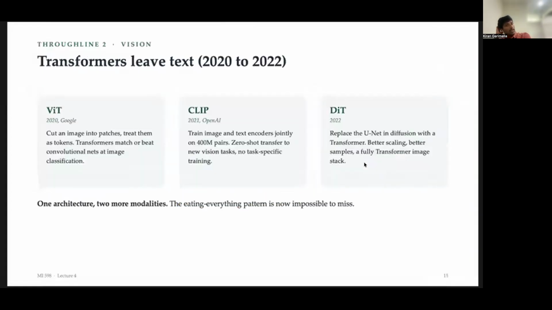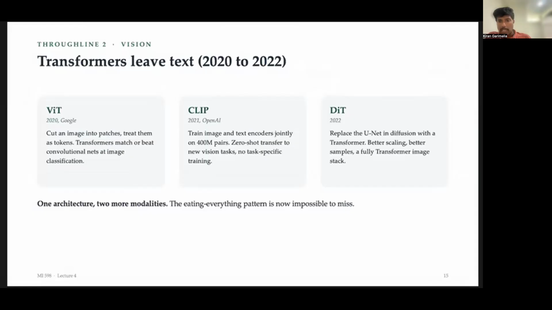The second through line is that transformers were built for text, but they really build on and conquer these other modalities as well. So ViT, the vision transformer, is again a conceptual leap in treating images as a sequence of patches. You tokenize those patches, and the same transformer architecture works. You represent an image as a sequence of these tokens, which are patches from the image, and it beat a lot of these convolutional neural networks, especially when you can scale it up.